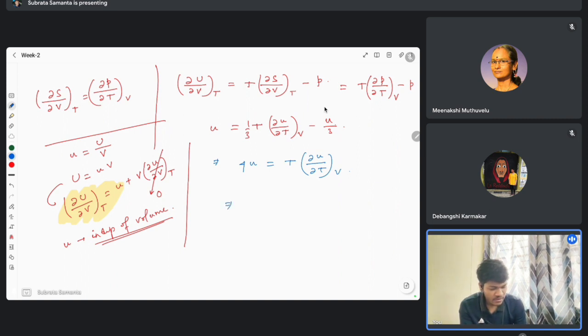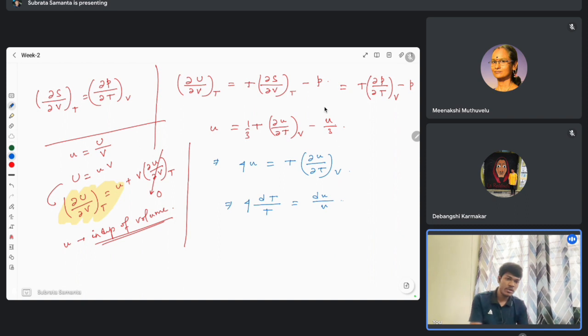Now we replace this partial derivative with the total derivative, because the only variable is T. So 4 dT/T equals du/u. Remember that u is only a function of T, and the derivative here is ∂u/∂T. That's why we replace this partial derivative with the total derivative. But this is not always the case. Suppose u depends on both V and T, then we cannot do this.